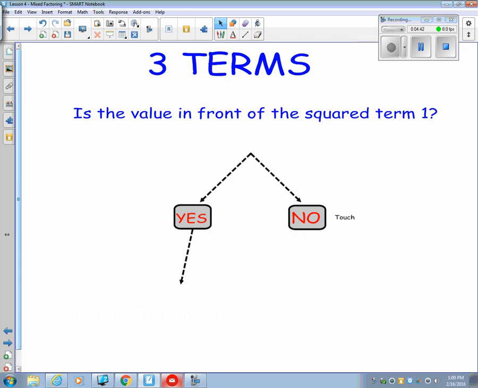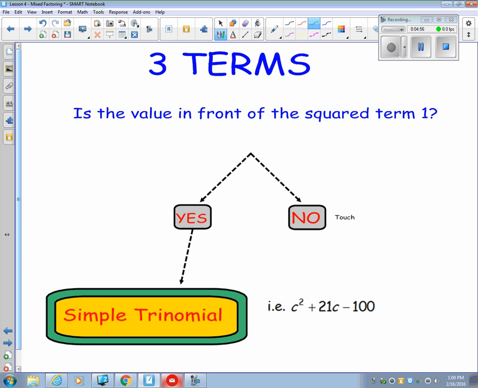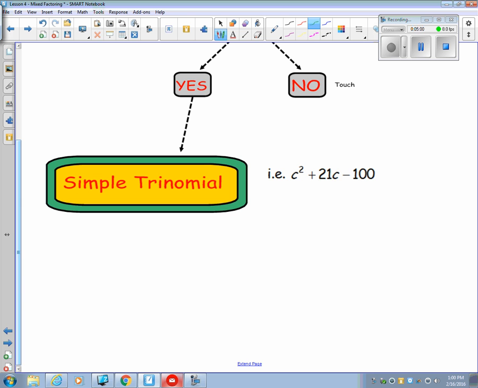If there's 3 terms, I have choices. Is the value in front of the squared term 1? Is it just x squared? Well, if it is, that tells me it's a simple trinomial. Simple trinomial, 3 terms, nothing in front of the square term, it's just a c squared. Okay. How do I do these ones?